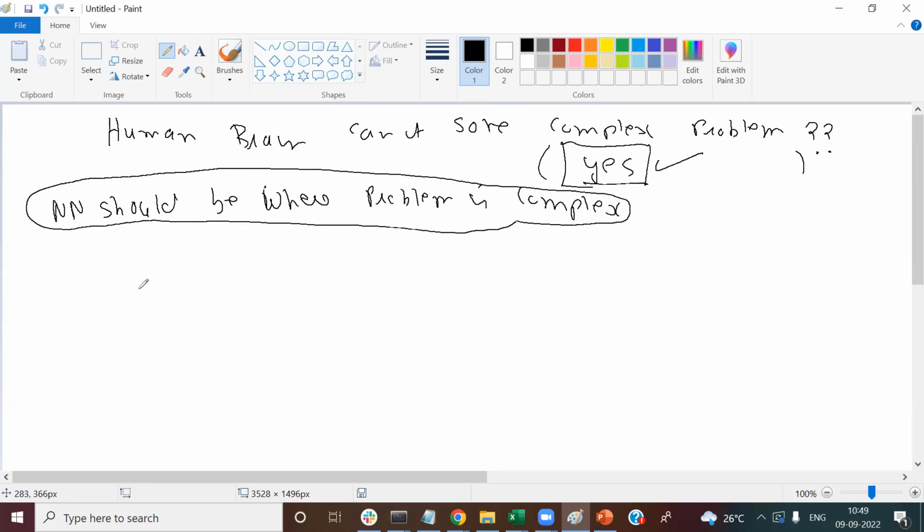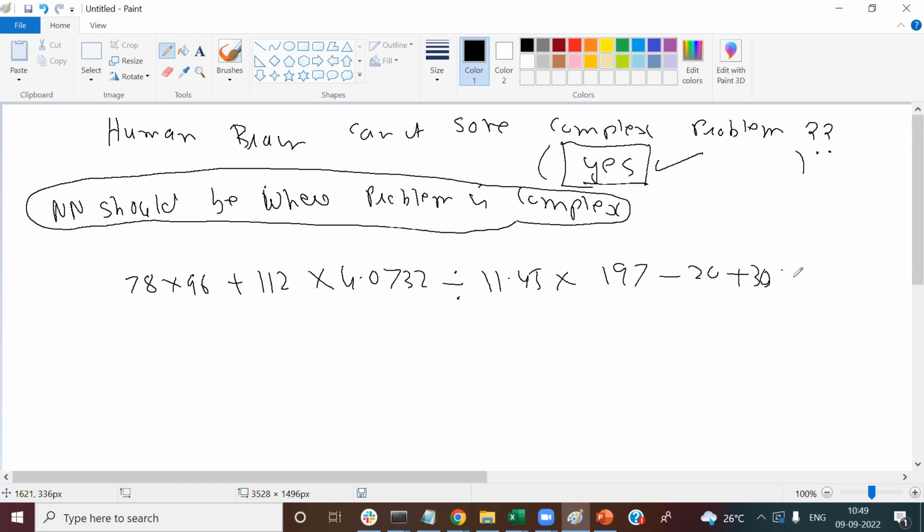He got confused with something different. Let me take an example. Let me say I have this thing: 78 into 96 plus 112 into 4.0732 divided by 1.45 into 197 minus 20 plus 30 into 140. If I ask a question, can you solve this? Yes, sir. The answer is obviously yes. Only thing is the time taken will be more. Time will be more, but a human will still solve it.